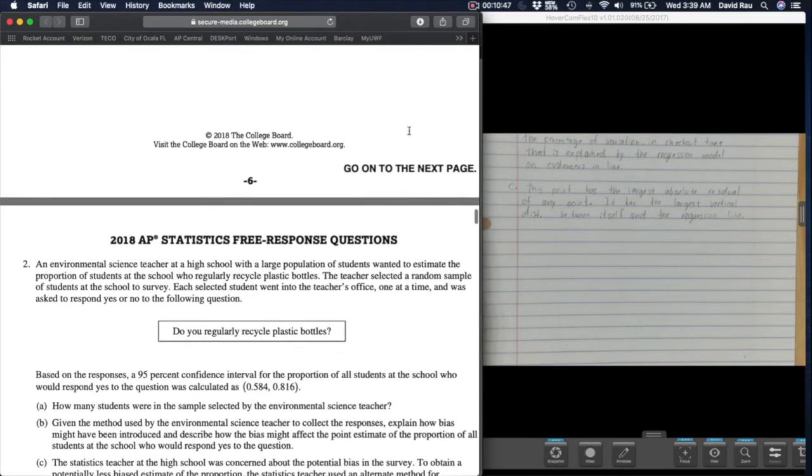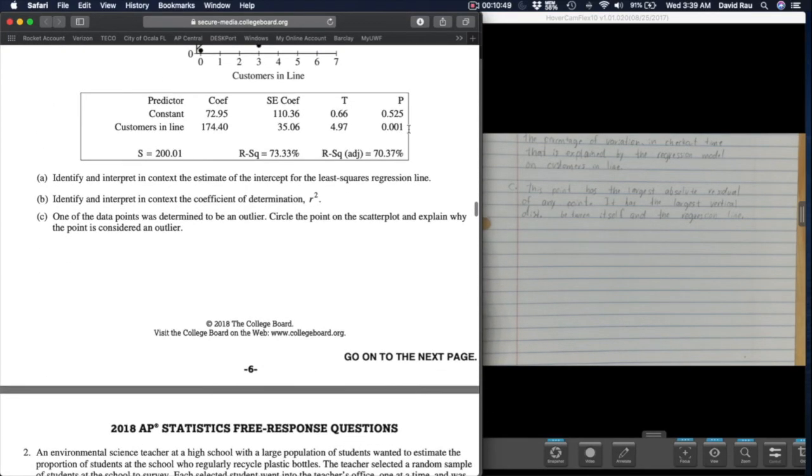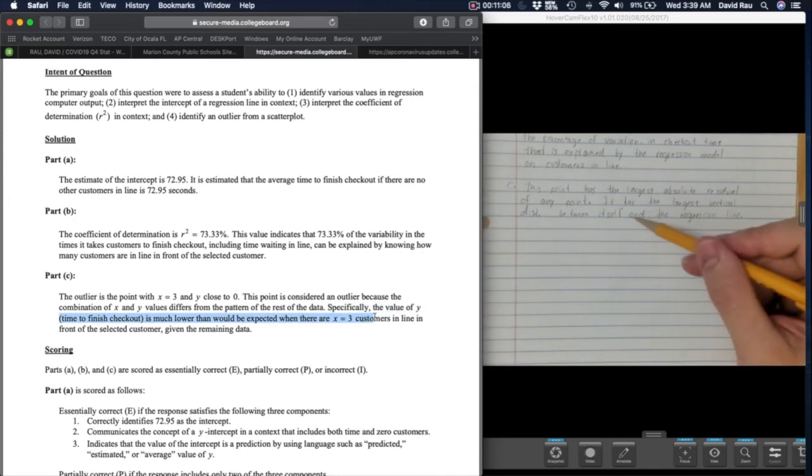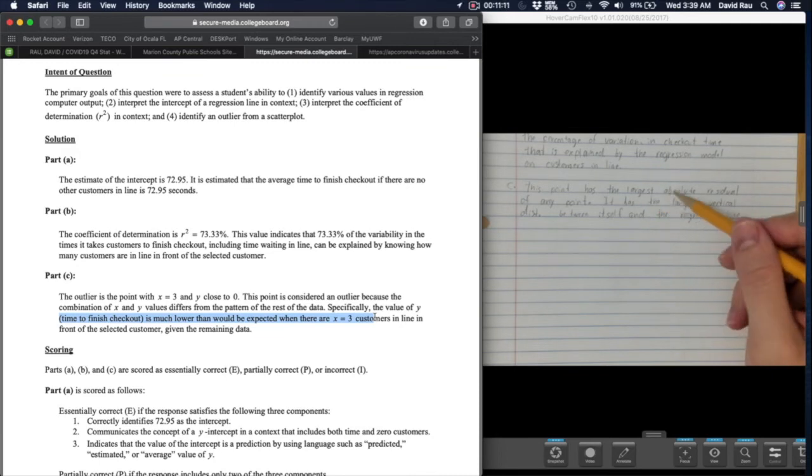You just need to go to my scoring guideline. You just need to circle the correct point here, again, and it's an outlier because the combination of x values and y values differ from the pattern of the rest of the data. Specifically, the value in y is much lower than expected. All right, that's what I was talking about, the largest vertical distance between itself and the regression line. It's much lower. That also means it's going to have the largest residual.